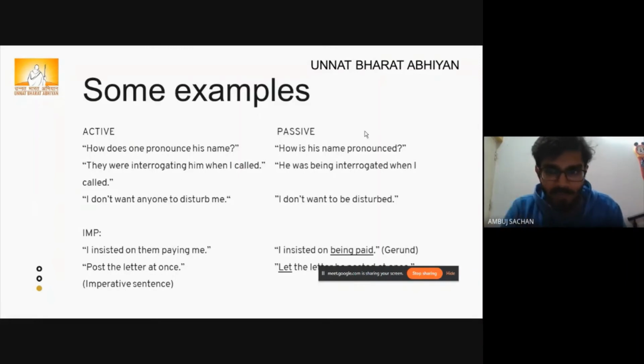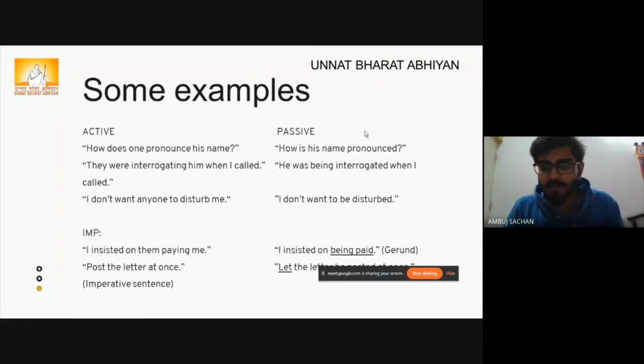However, in the passive sentence on the right hand side, we have not written one. The reason is that it is already implicitly within the meaning of the sentence. So, how is his name pronounced by everyone is something that you don't need to mention. You don't need to mention by everyone. It is understood. How is his name pronounced is in itself enough. And that is why you might be confused by the transformation of one from the left hand side, and how it doesn't show up on the right hand side in the passive sentence.